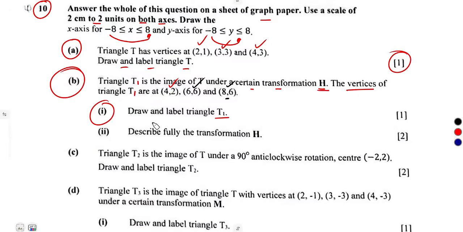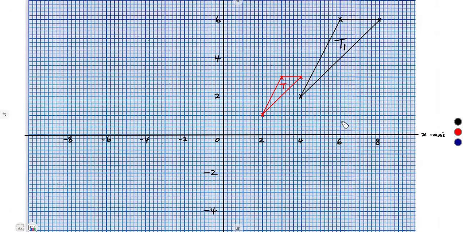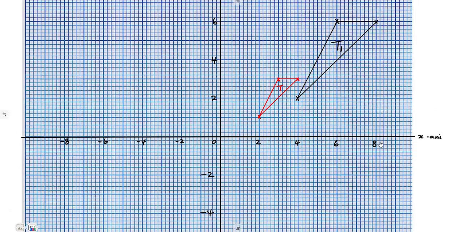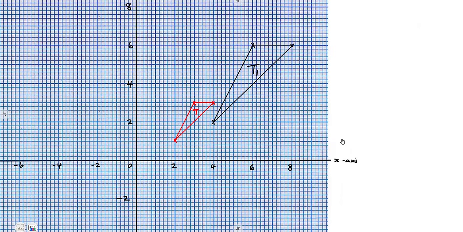All right, then back here, item 2: describe fully the transformation H. H is the one that mapped triangle T to what? To T1. Under transformation H, from triangle T to triangle T1. So let us look into the possible transformations according to our syllabus.